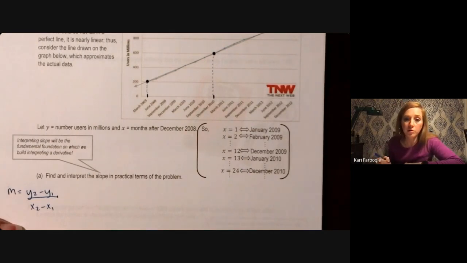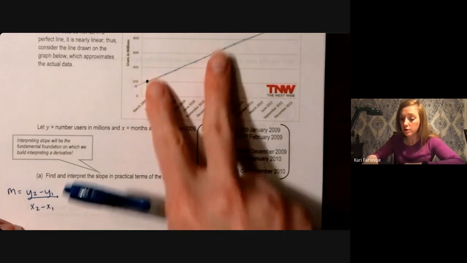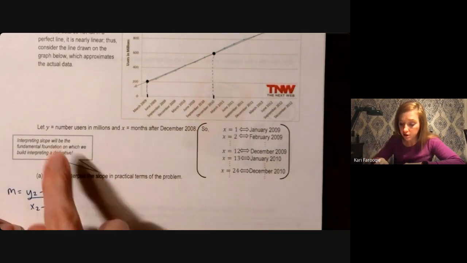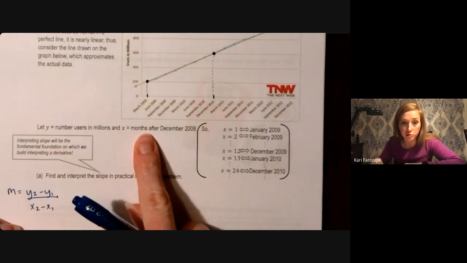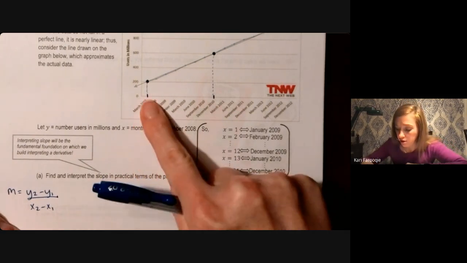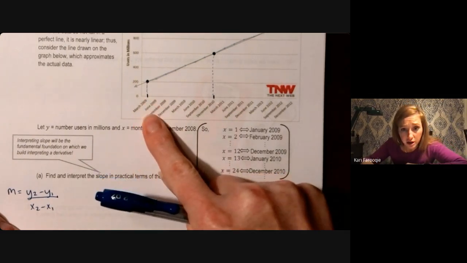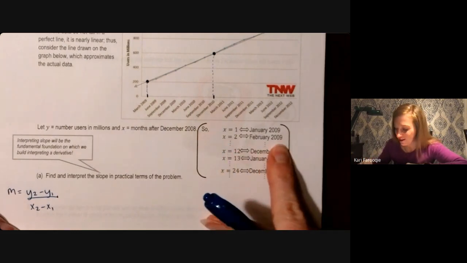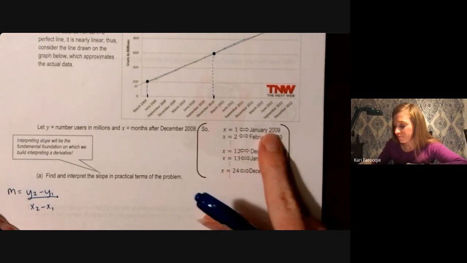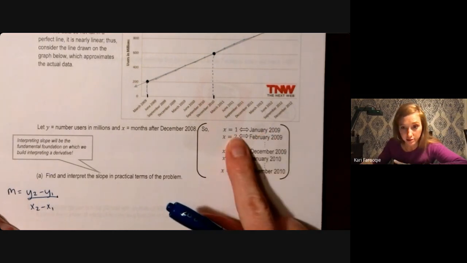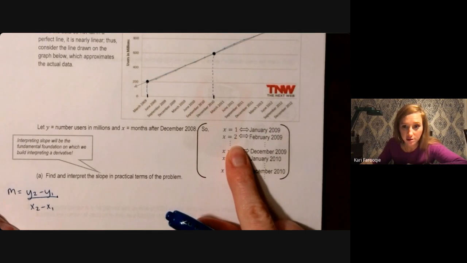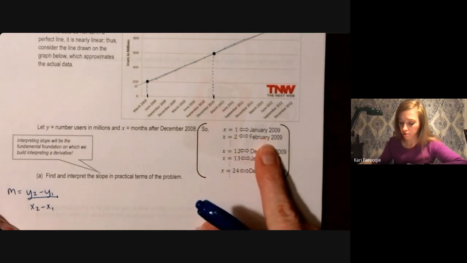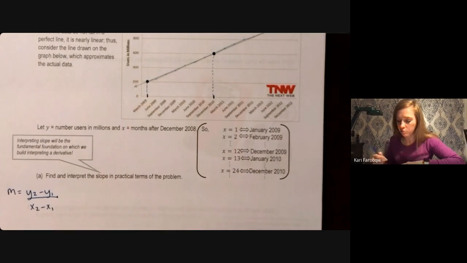So what I need to do is figure out what values these actually give me as ordered pairs, because I need an ordered pair for x comma y for each of these. Now remember that x represents months after December 2008. If our first data point is occurring in March of 2009, then x would have to be 3, because January 2009 would be 1 month after December 2008, and so on and so forth. So after February would become March of 2009. So that would be x equals 3.